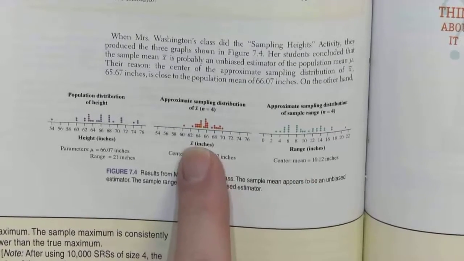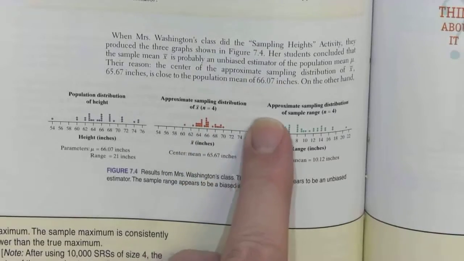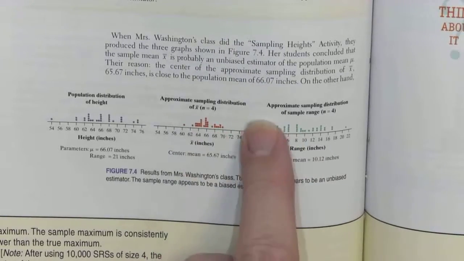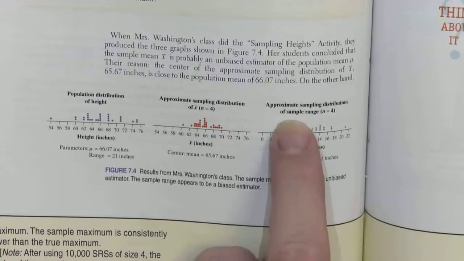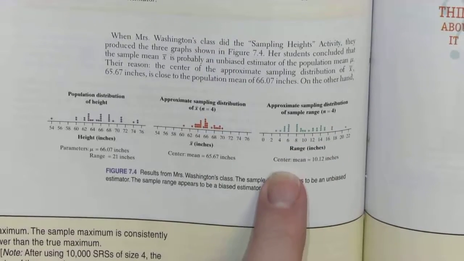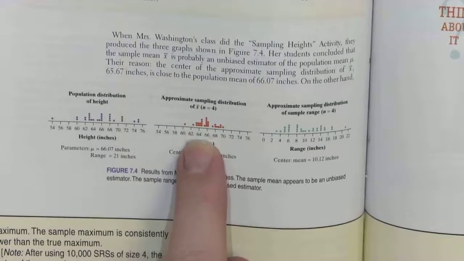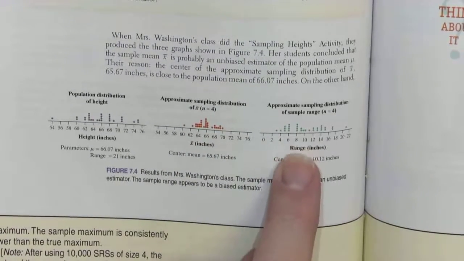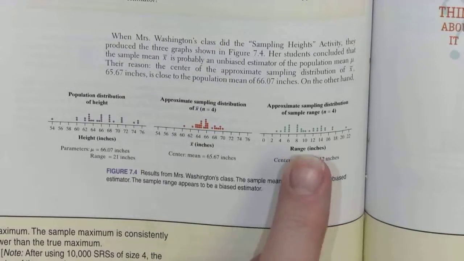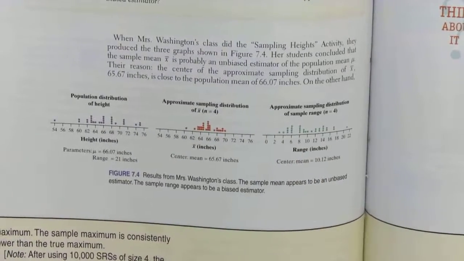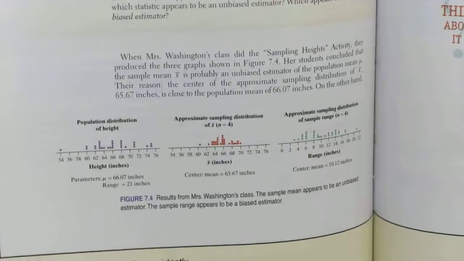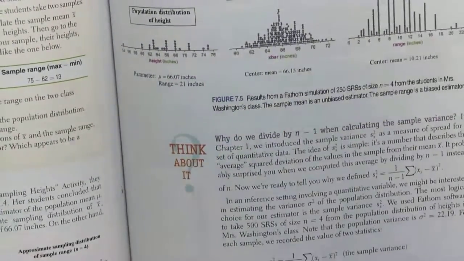So which one, the approximate sampling distribution of the mean or the approximate sampling distribution of the range, is unbiased? The approximate sampling distribution of the mean. Yes, this is the unbiased one because they match up pretty well. So this in turn would be the biased one. They do not match up well. Okay, good. Now let's go to the next page.